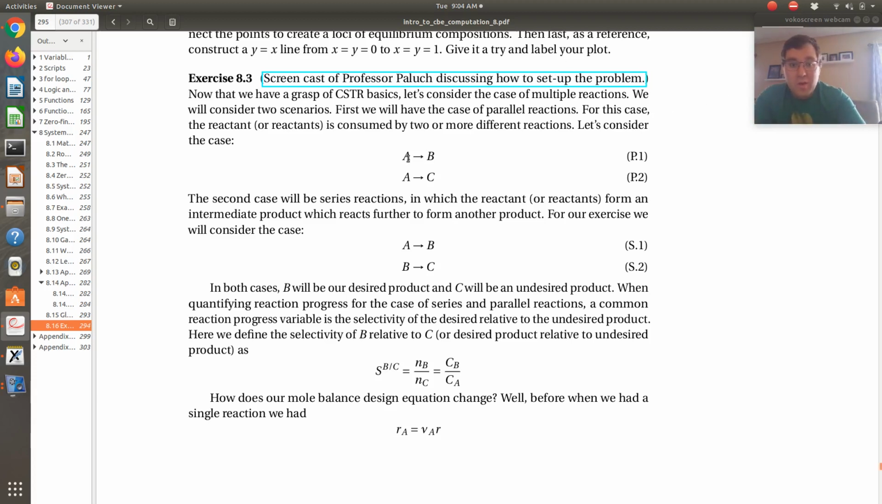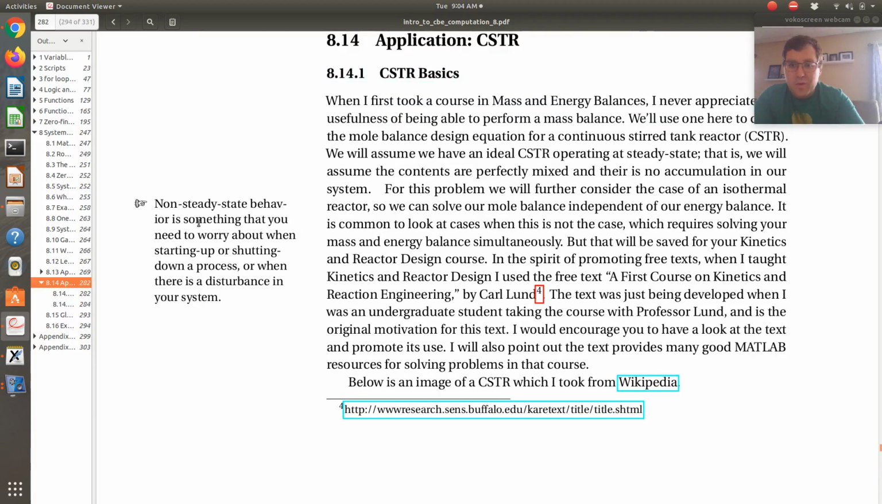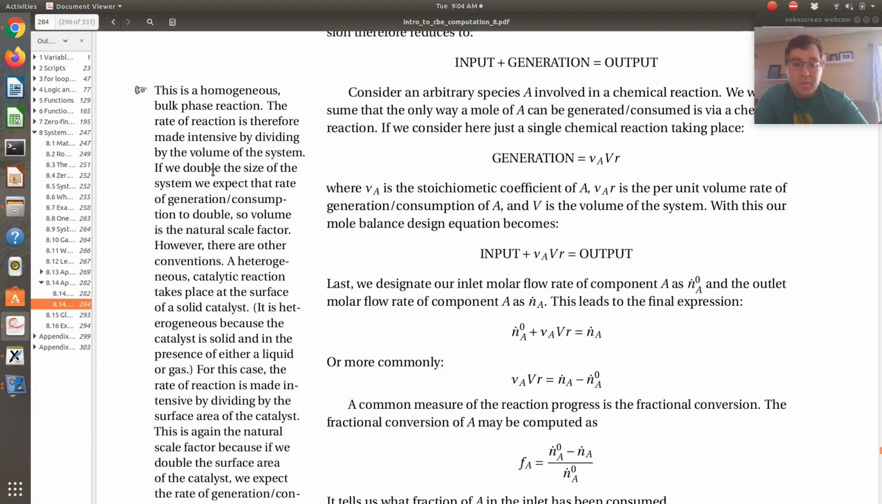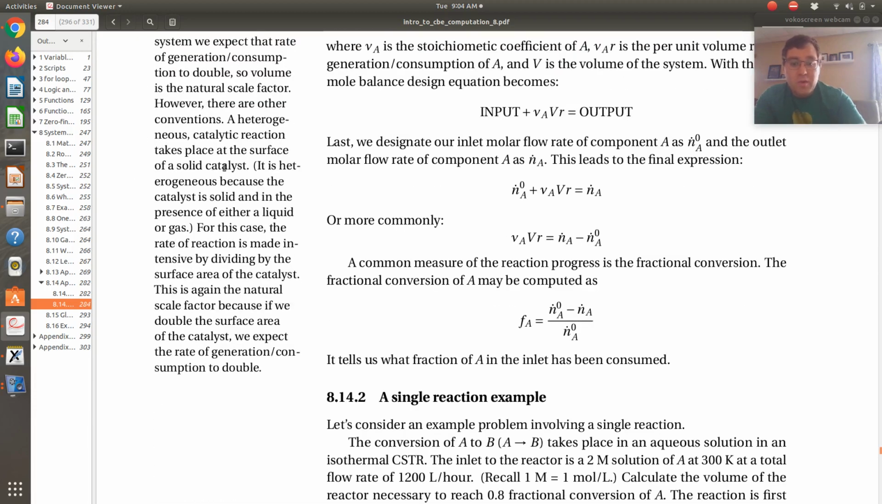Okay, and so before we even look at the specific case of 8.3, I'm going to look at section 8.14, which just talks about a single reaction in a CSTR, and then how we can extend that to exercise 8.3, and then ultimately exercise 8.4. Exercise 8.3 is just meant to be an extension of the example problem considered here. If I look at that first subsection, 8.14.1, it just goes through the derivation of our mole balance design equation.